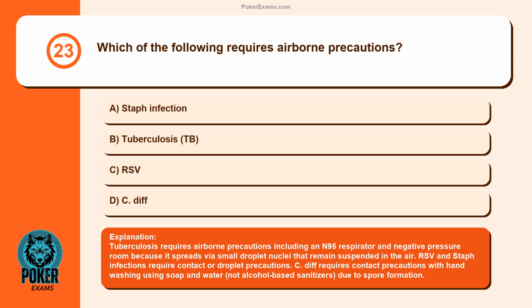Tuberculosis requires airborne precautions including an N95 respirator and negative pressure room because it spreads via small droplet nuclei that remain suspended in the air. RSV and staph infections require contact or droplet precautions. C. diff requires contact precautions with hand washing using soap and water, not alcohol-based sanitizers, due to spore formation.